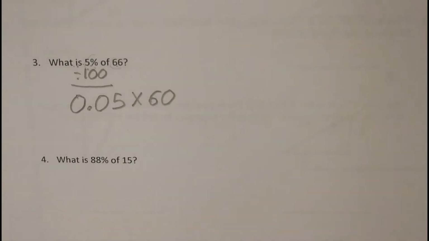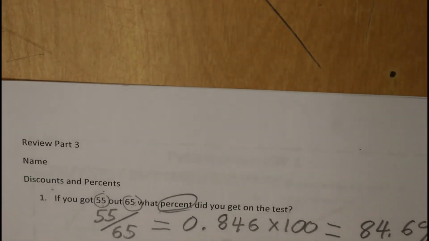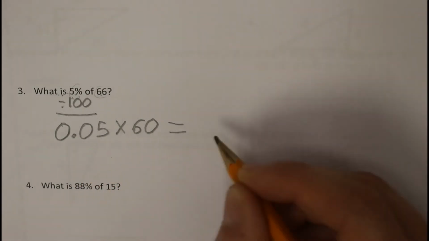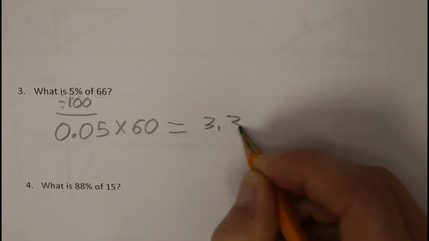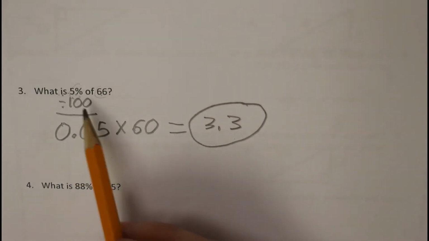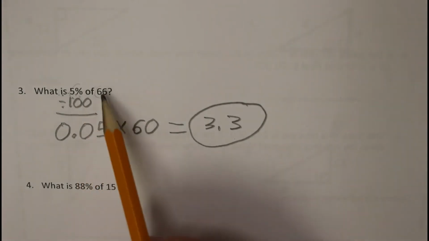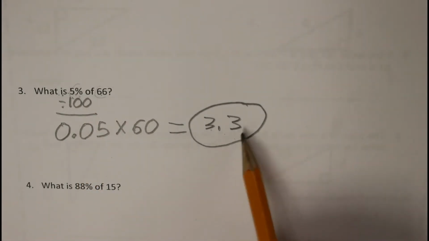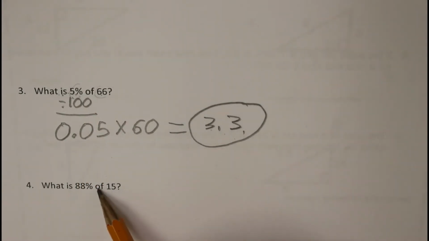And you can kind of see we're going the opposite direction. Up here, it's almost everything in reverse. So down here, 0.05 times 66, and we'll get 3.3. This isn't a percent. This is just how much 5% of 66 is. It is 3.3.